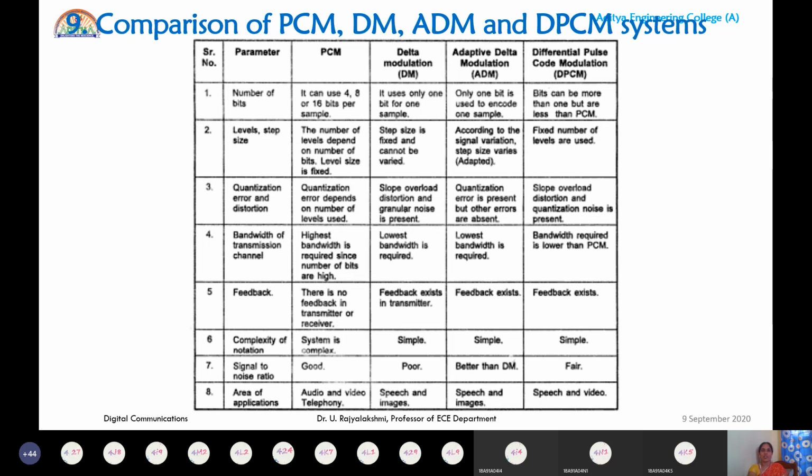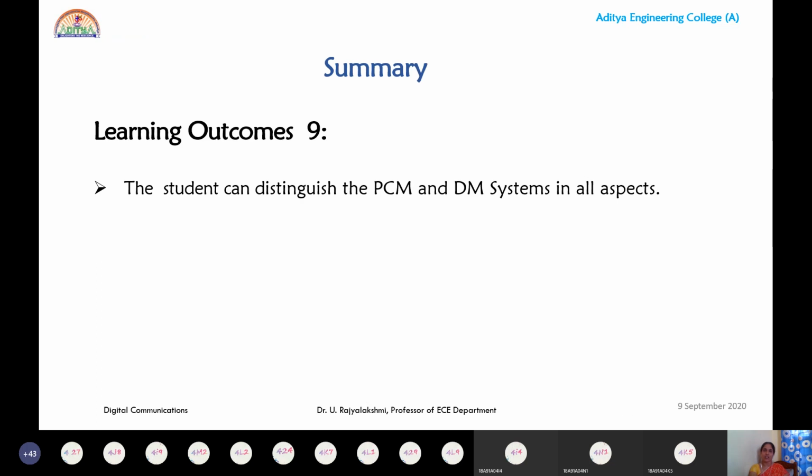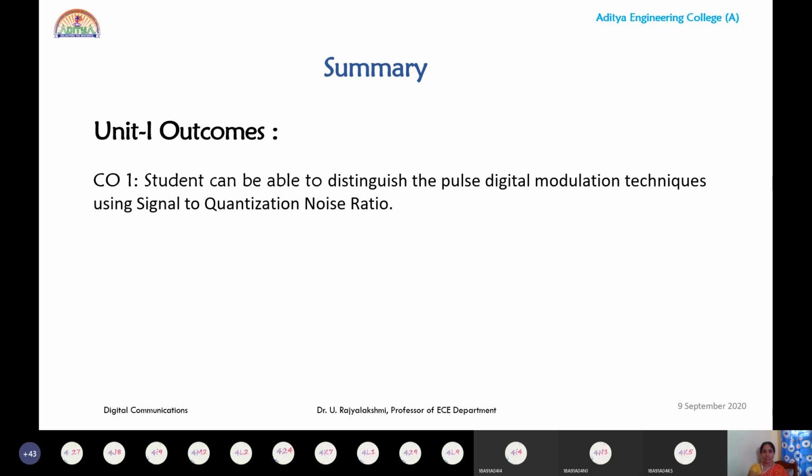So this is all about the comparison of the two main techniques, PCM and delta modulation. These are the two types of pulse digital modulation techniques. With this, we can conclude the first chapter. By this module, you can compare PCM and DM in all aspects. The course outcome of Unit 1 is that you can distinguish the two kinds of pulse digital modulation techniques, namely PCM and DM, in all aspects, and compare them using SNR also. With this, we almost completed Unit 1.